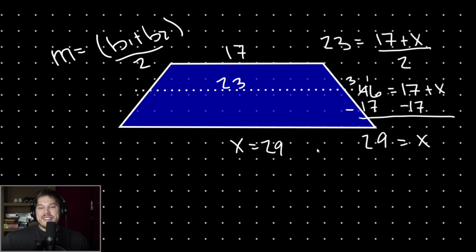So there you go, guys. There's some common questions and properties of your scalene, isosceles, and right trapezoids.